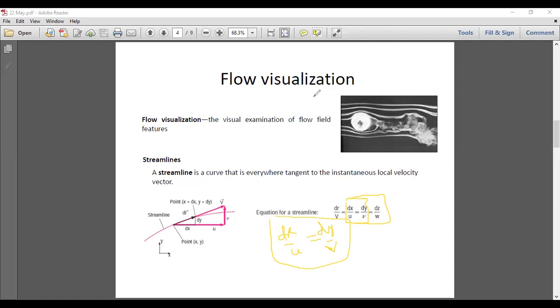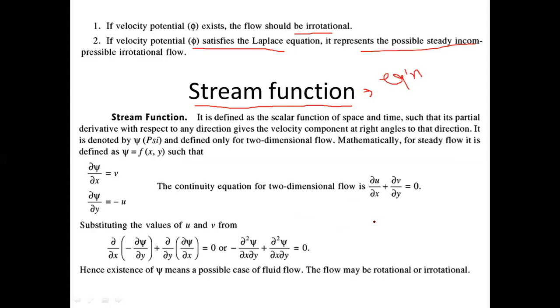So if I go back to that slide again, in this case, stream function is nothing but the equation of the streamline in 2 dimension. If I write the equation of the streamline in 2 dimension, that will become stream function. This is one thing to understand about stream function.